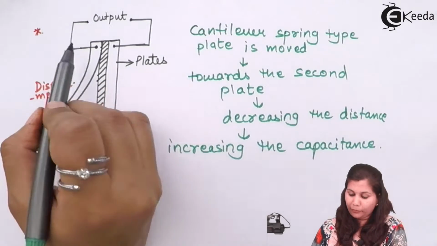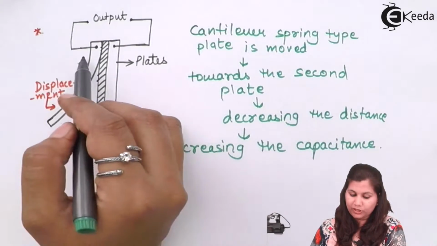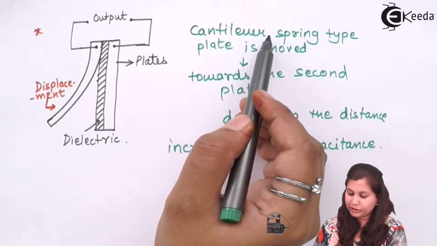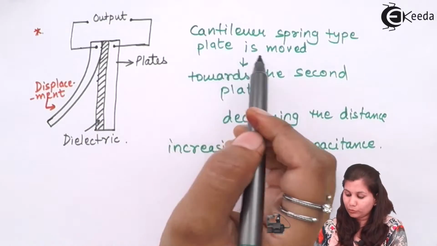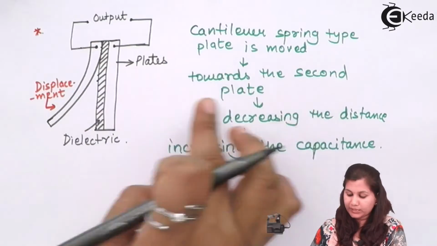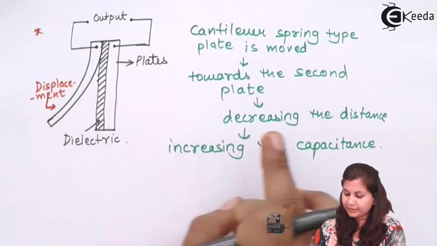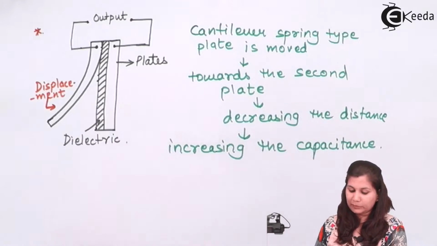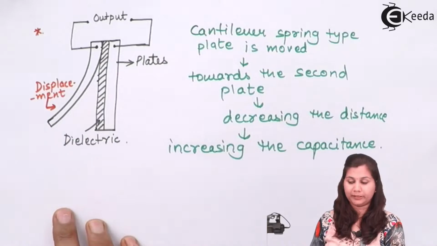So in this type of capacitive transducer, displacement is applied when this cantilever spring type plate is moved. When this is moved, it is going to come back towards the second plate, decreasing the distance and increasing the capacitance. So in this way, displacement can be measured through it.